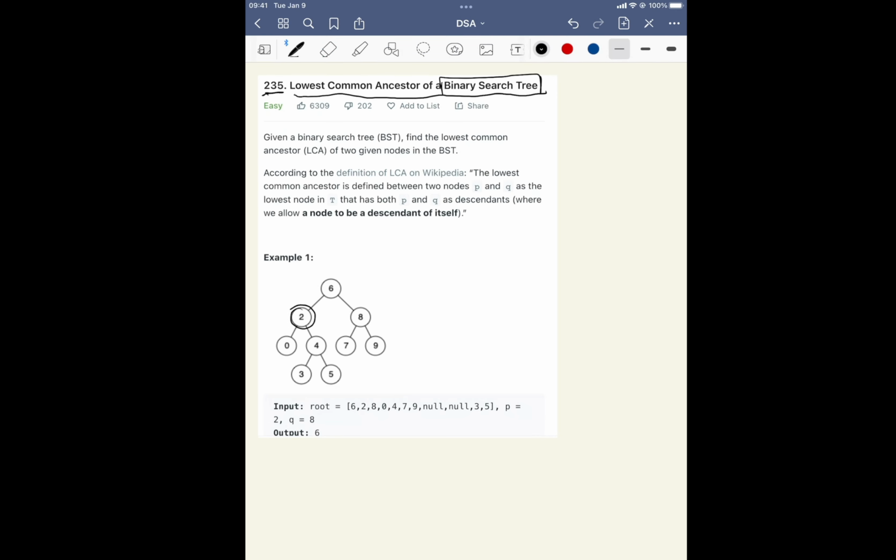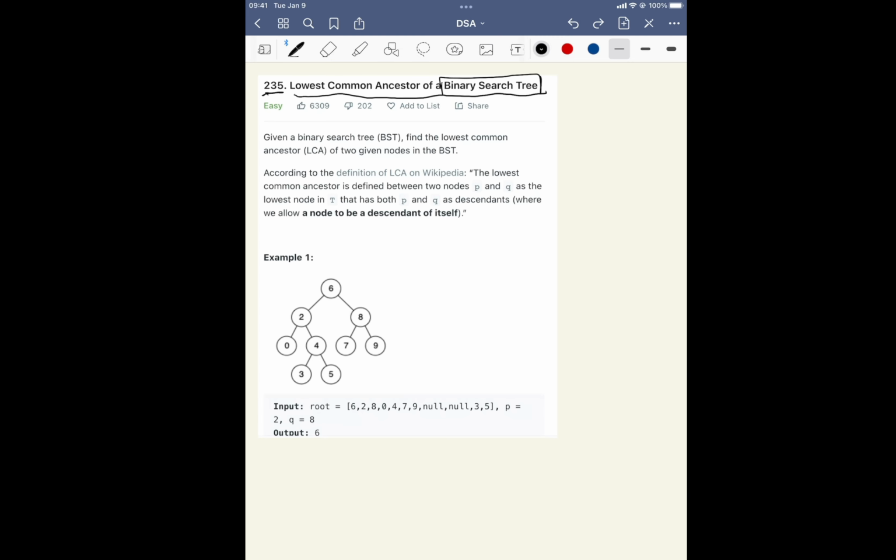So for this node here, every element in the left subtree is less than it, and every element that is in the right subtree is greater than it. So it also is true for every node. That's a special property of a binary search tree. That's basically what a binary search tree is.